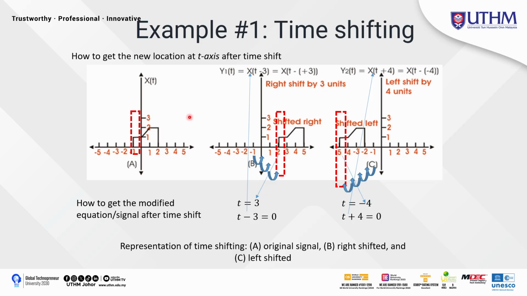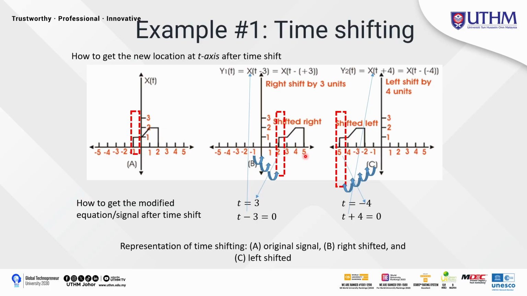So the whole graph of x(t) will be shifted to the right, starting from -1. Now look at the arrow here: from -1 to 0, 0 to 1, 1 to 2. This is 3 units to the right. So the new location of the t-axis is at 2 to 5.